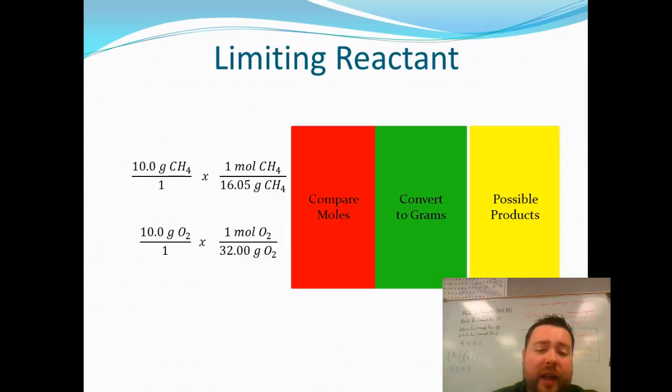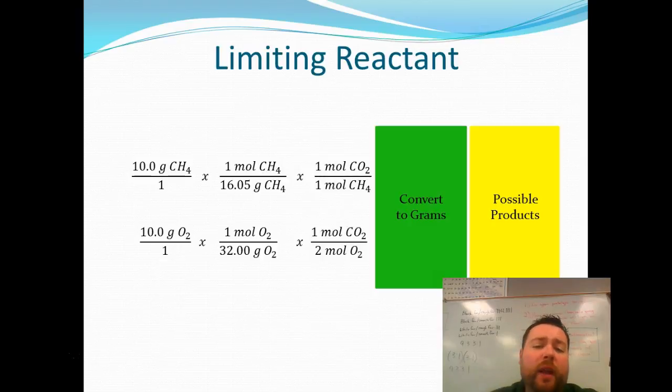That's great, and we now have this in moles, but we also need to compare how these moles are being used. In this situation, we have different mole ratios. For every 1 mole of methane that we put into this equation, we get out 1 mole of CO2. However, it requires 2 moles of oxygen for every 1 mole of carbon dioxide. That's going to change our result a little bit, because we need twice as much oxygen as CH4.